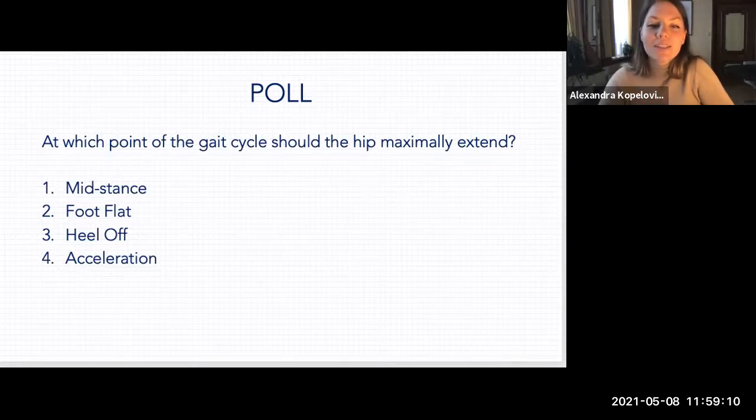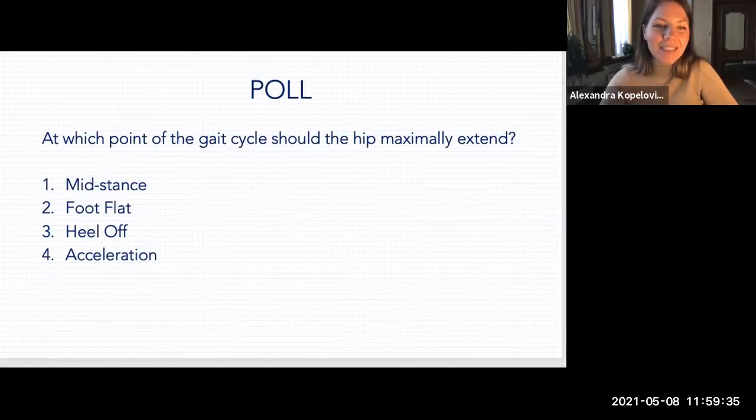Okay, so at which point of the gait cycle should the hip maximally extend? The answers are mid stance, foot flat, heel off, or acceleration. And most of you answered correctly. Great job. Now I definitely know that you listened to me, so that's great. So at heel off, we get the maximum hip extension at about 10 to 20 degrees. So that is correct. Alrighty, let's move on.